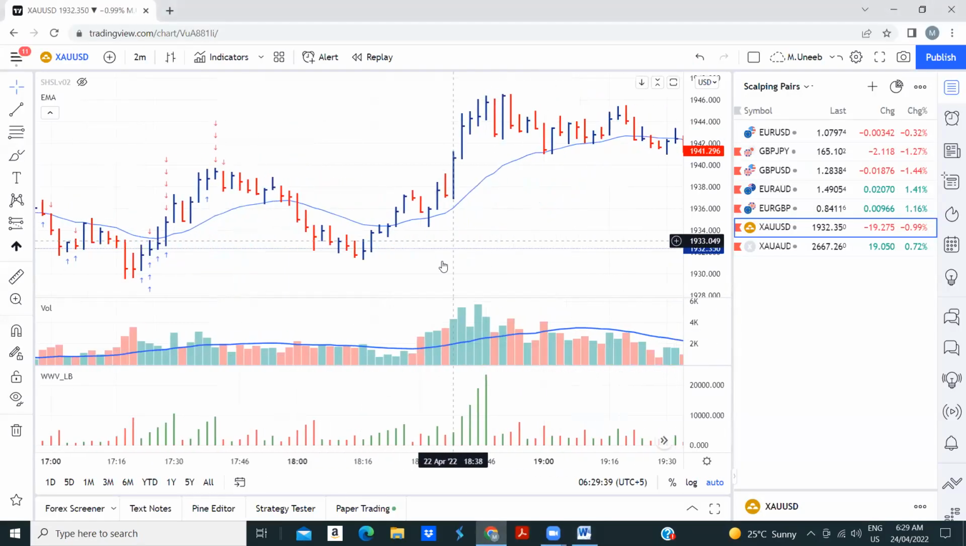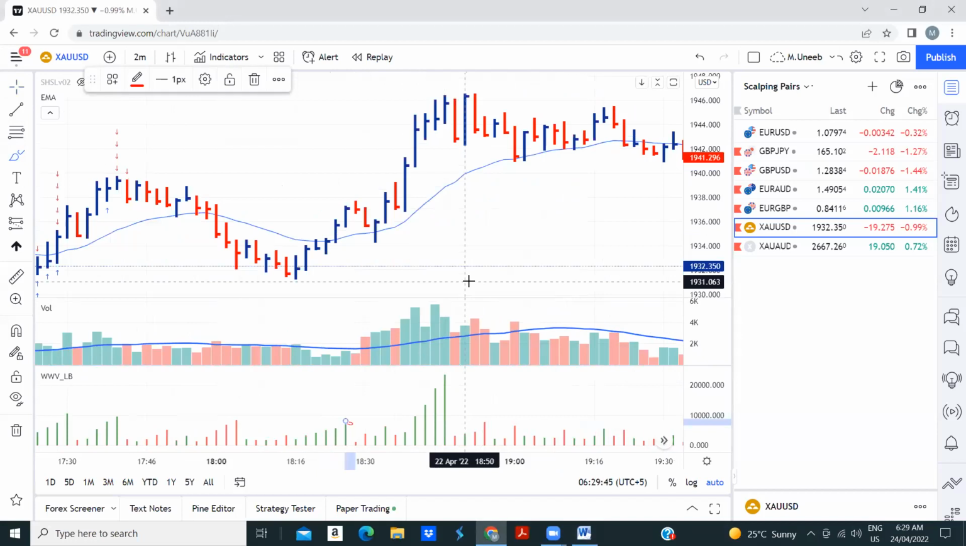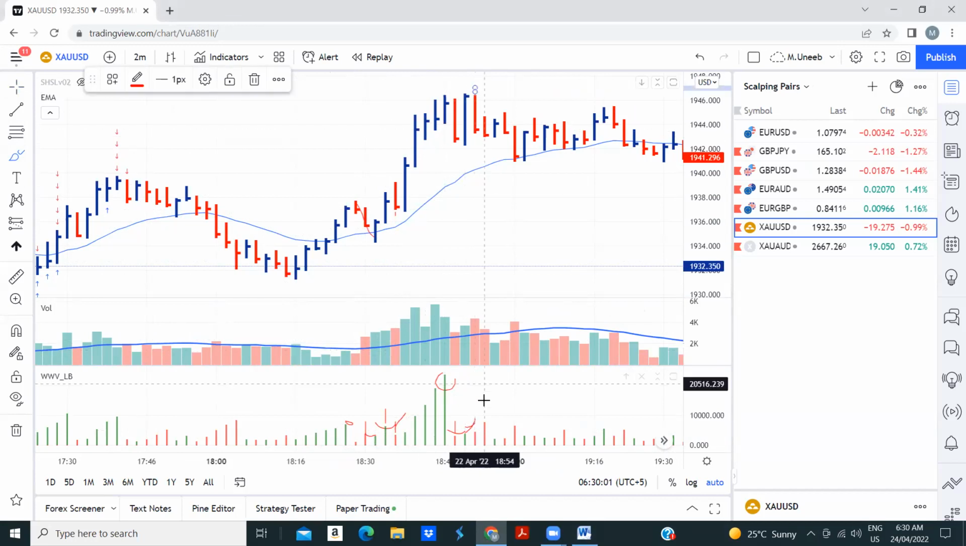Got it? You can see here, as we go up, you see here the volume is very high. As we go down, you can see the volume decreased. As we go up, increased. As we go down, decreased, because we are in an uptrend. As we go up, increased. As we go down, decreased. As we go up here, we have a decreased volume.